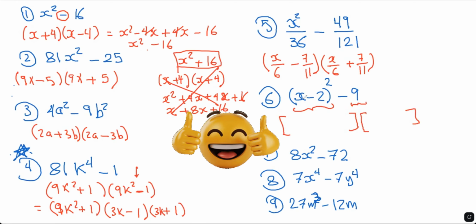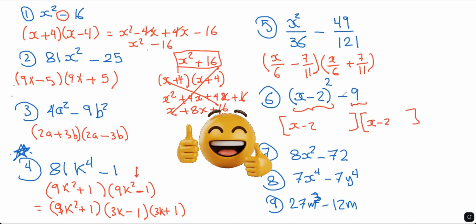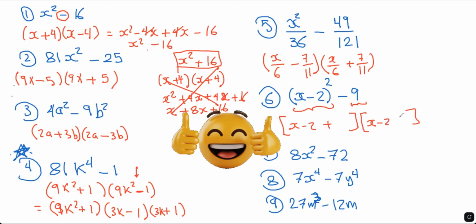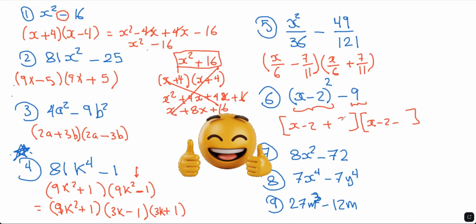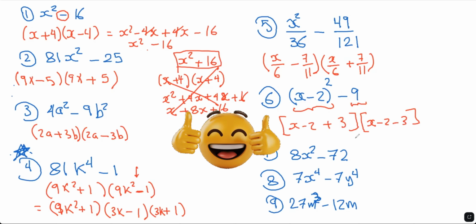And I put 2 square brackets there because this is long, and the square root of, as I said, x minus 2 squared is x minus 2. I write that in both brackets, and then a minus and a plus, or a plus and a minus. The square root of 9 is 3, and you put that there and there.